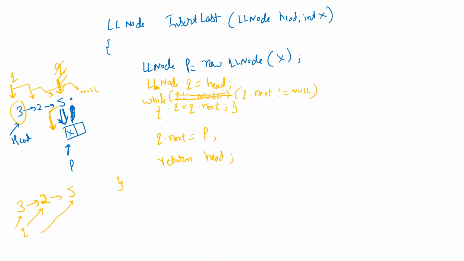q comes over here. Now while q dot next is not equal to null, right? So q dot next, that means next of this particular node, is null now. So since this is null as of now, you don't move q forward. You keep q over here. And this is what you wanted. And then you write q dot next is equal to p. Basically you join this node. And then you return head. Good. So basically this original linked list gets changed to this.